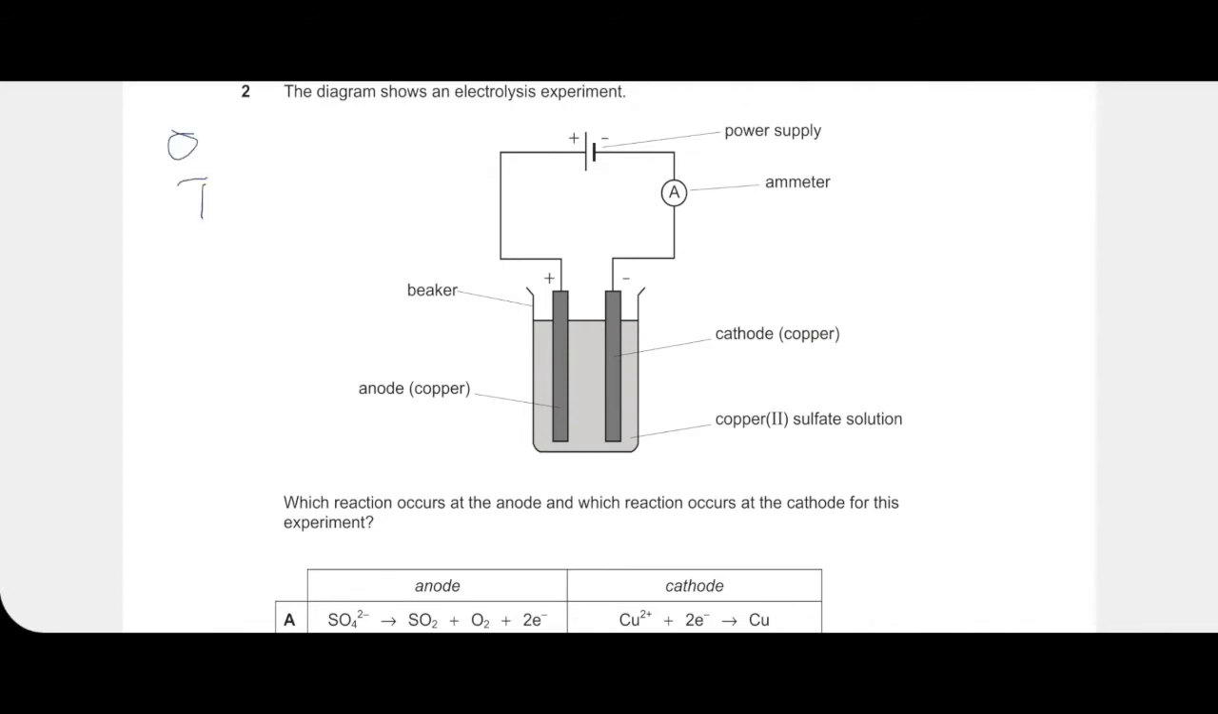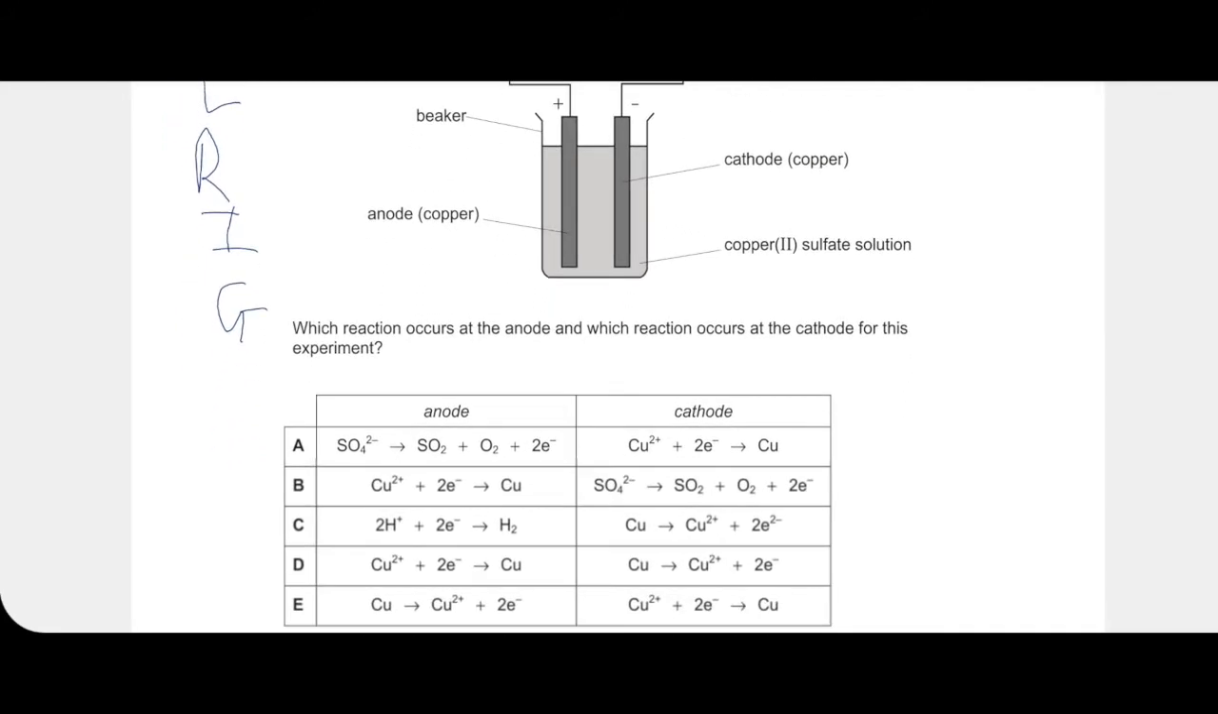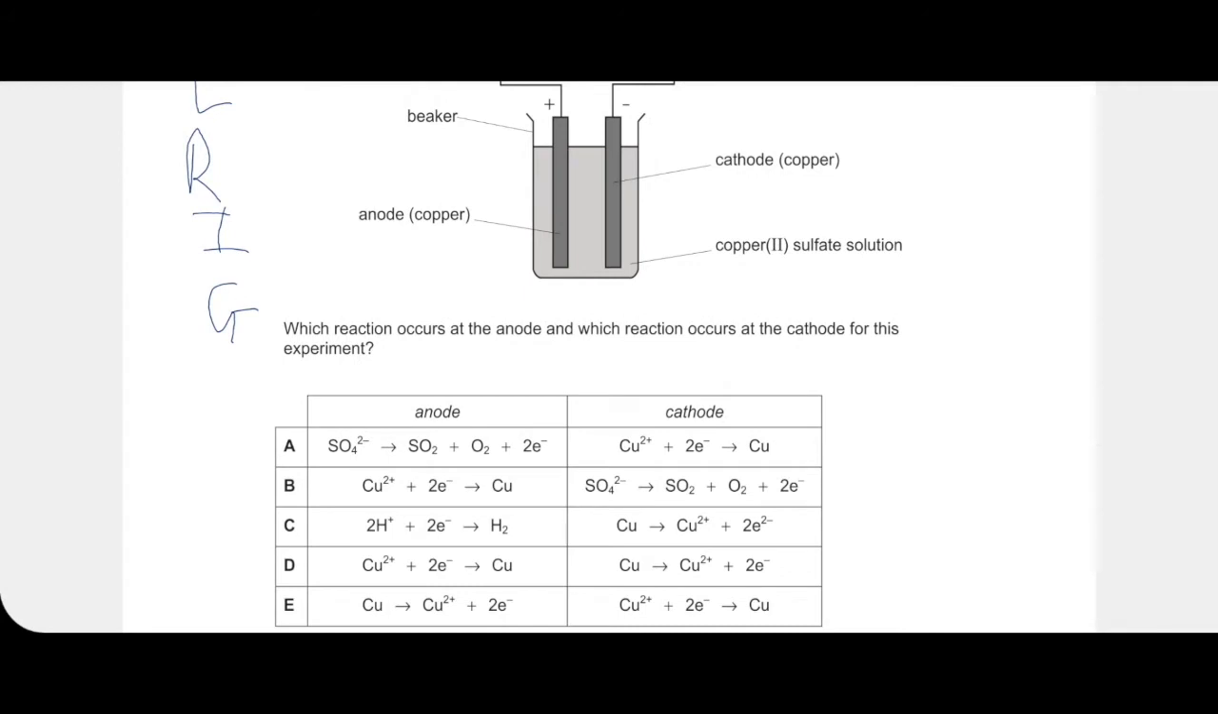And what does OIL RIG stand for? The OIL part of OIL RIG stands for oxidation is loss of electrons, and the RIG part of OIL RIG stands for reduction is gain of electrons. Now, armed with this knowledge, let's try and work out the answer to this question. So, where is oxidation occurring and where's reduction occurring?